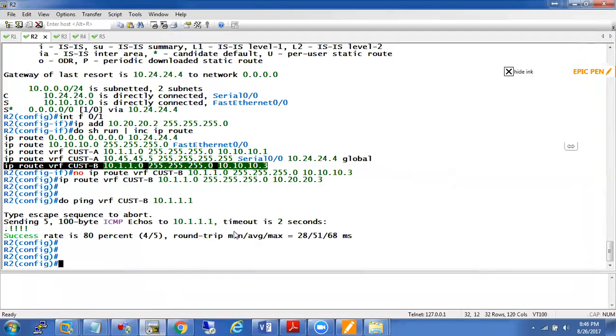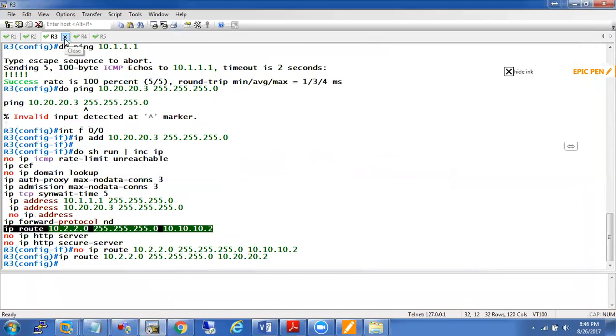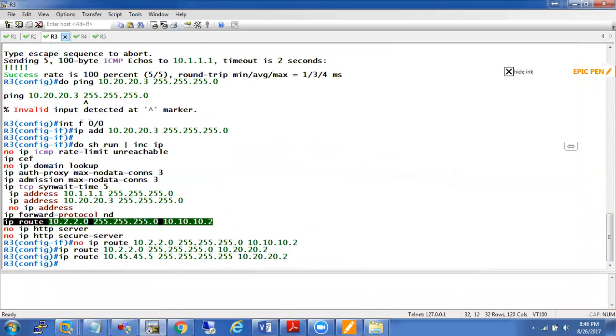One step at a time. Come on. So go on R3, create a route 10.45.45.5, point it towards 10.20.20.2. Agreed? So now R3 can reach R2.